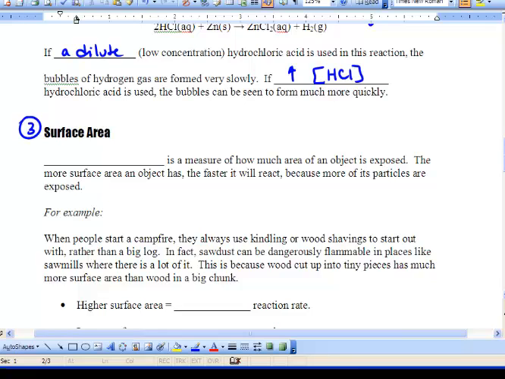A third way that we can manipulate how fast or slow a reaction takes place is we can manipulate the surface area. Now, surface area is a measure of how much area of an object is exposed. The more surface area an object has, the faster it will react because more of its particles are exposed. Let's think about a sugar cube. If you put a sugar cube in hot coffee, it takes a little bit of time to dissolve. Now, if we just have a spoonful of sugar, that's going to take way less time to dissolve in your coffee, therefore it'll happen faster.